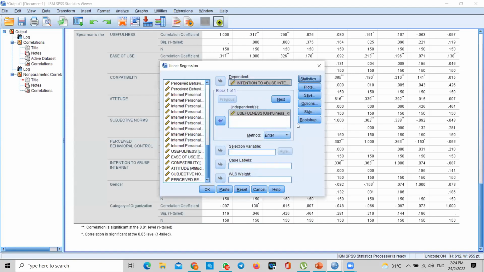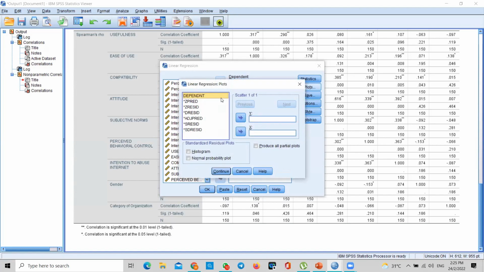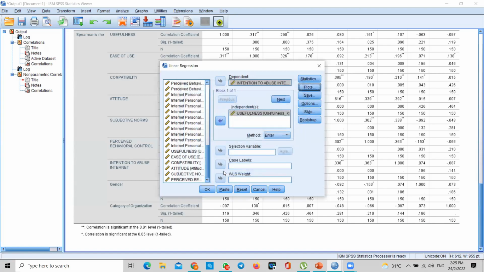Okay, so I've done that. And then now click on plots. Below statistics, you have plots. Then put the dependent under the Y box. And the next one to the dependent, put on X box. I'll explain why, don't worry, when I run multiple regression. Then click on histogram and click on normal probability plot. Then click continue. And then click OK.